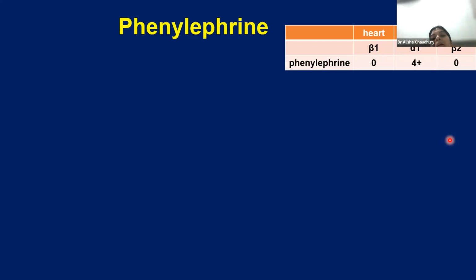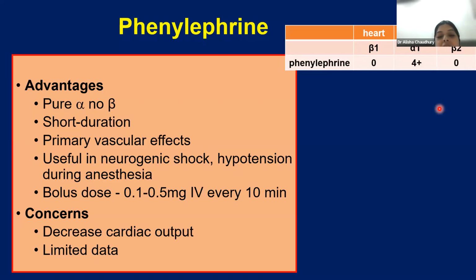If you remember the spectrum of the vasopressors and inotropes I showed, phenylephrine was at the bottommost. So if you can see from here, it has a pure alpha action. No beta 1, no beta 2. That means no action on the heart, only on the periphery. So it's a pure alpha 1 receptor agonist without any beta 1 or beta 2 receptor activity. So the advantages are a shorter duration of action and primary vascular effects.